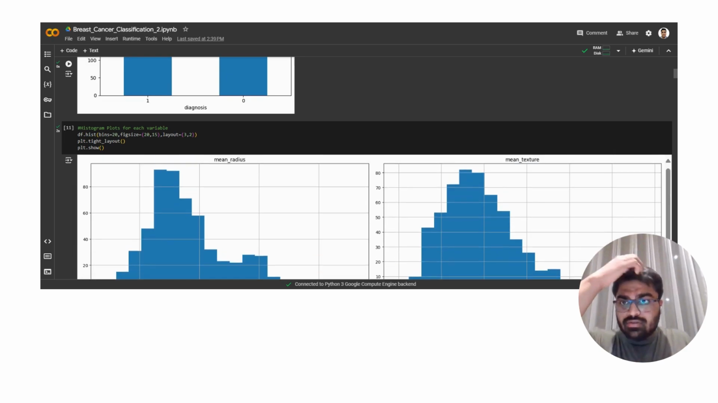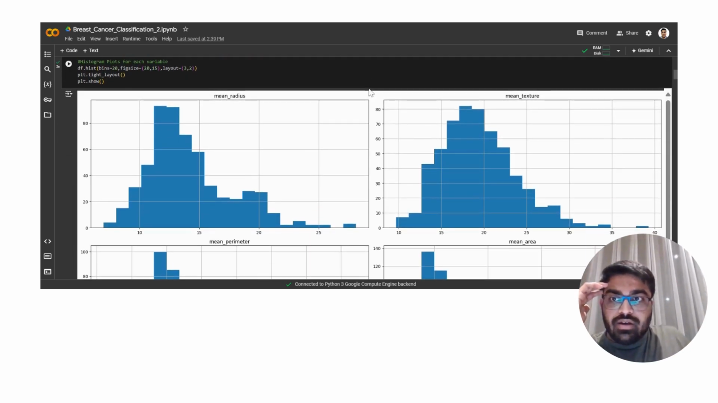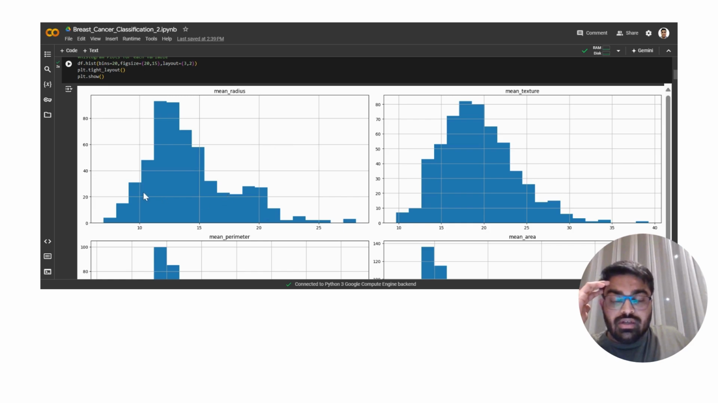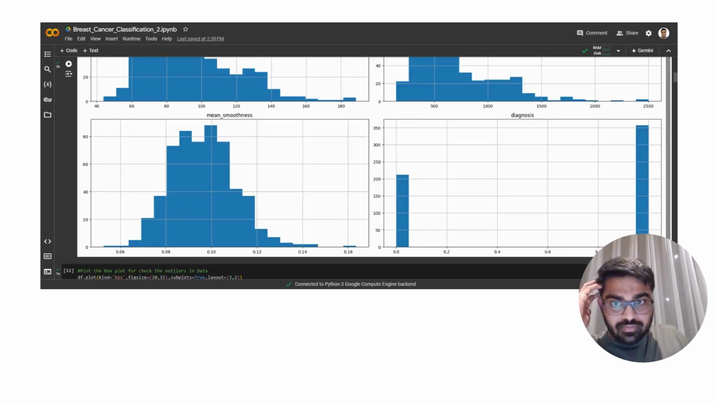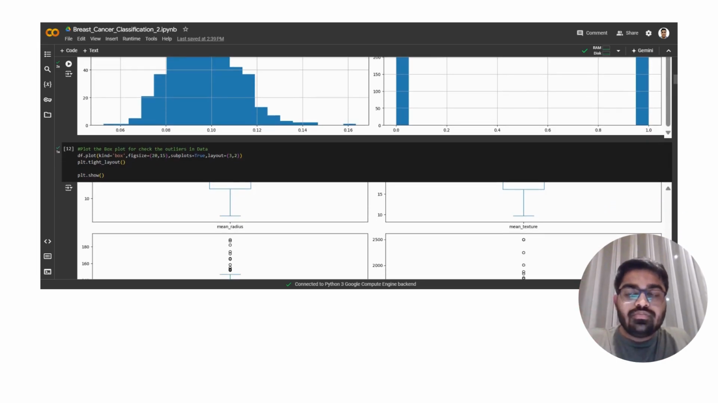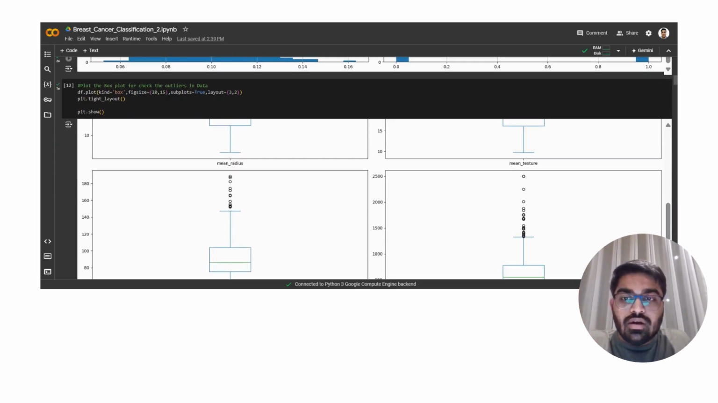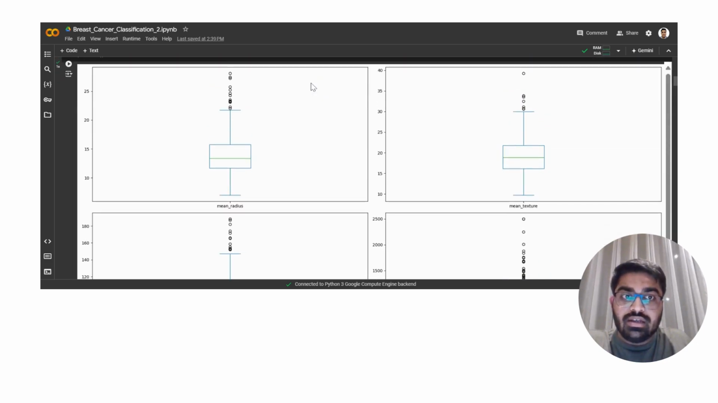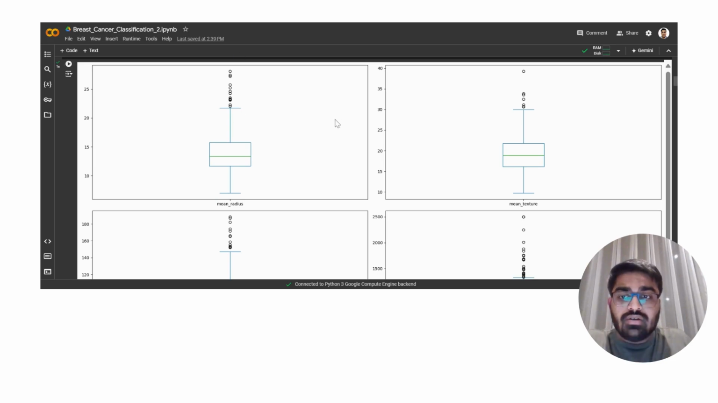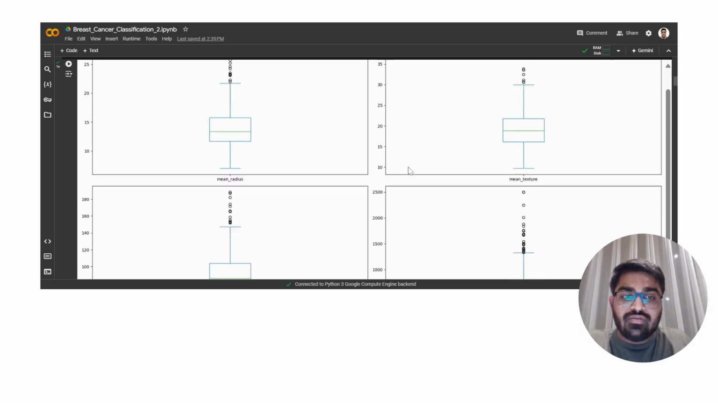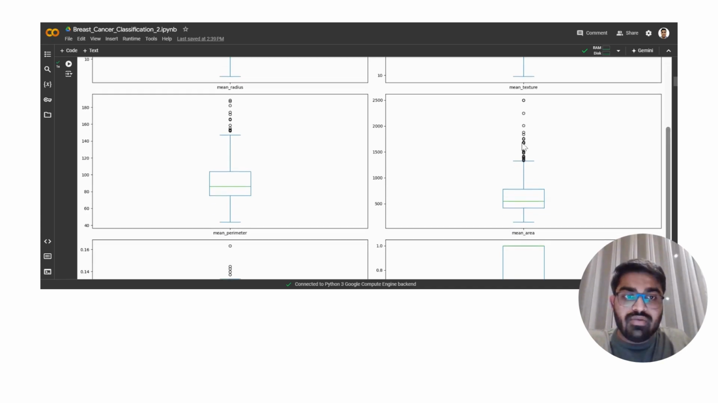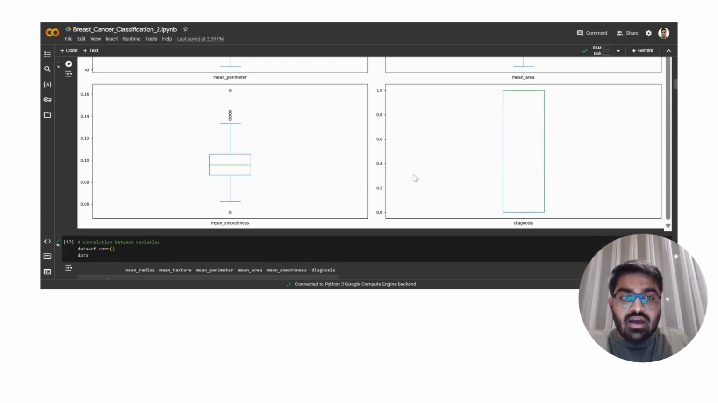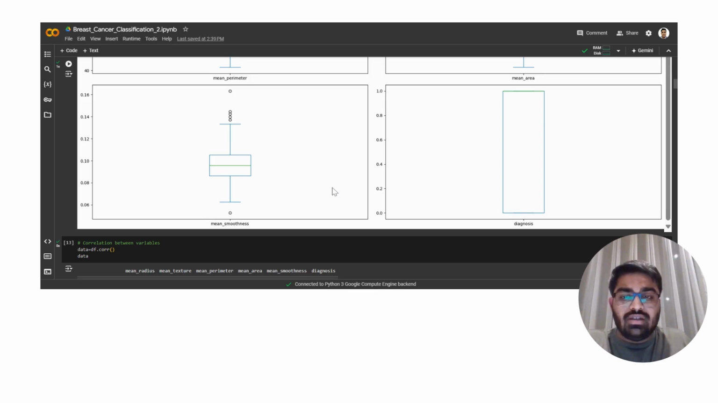Now we built some histograms for the same, wherein we wanted to see the distribution across mean radius and all the other variables. So now we also wanted to check outliers, if we had any, and we do have some outliers for mean radius, for everything. In fact, for mean area, we have the highest outliers, and for diagnosis, there's just nothing because it's just 0 and 1.